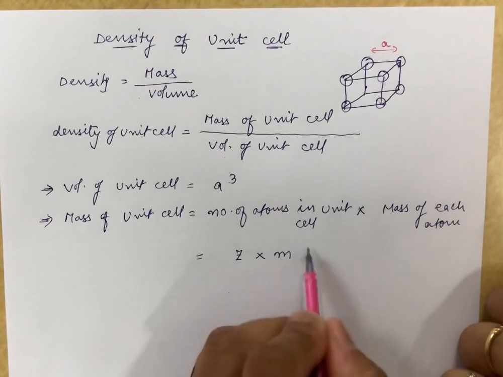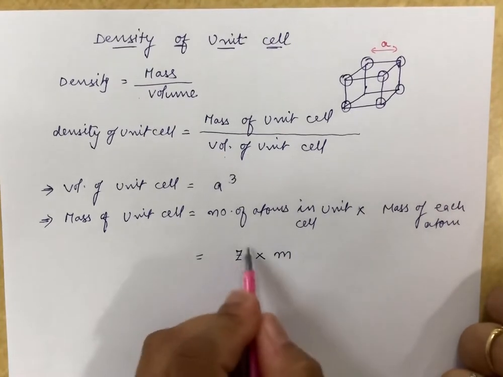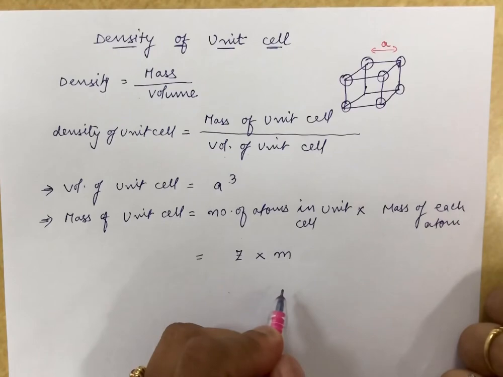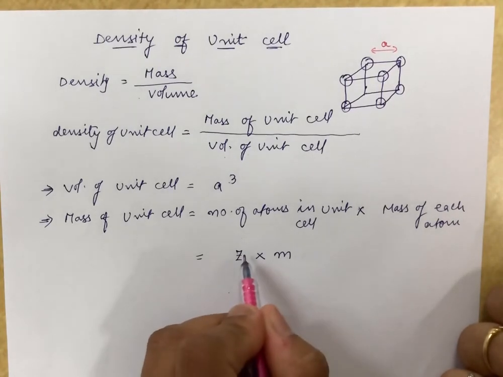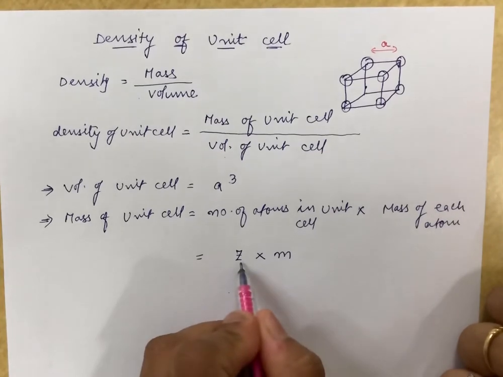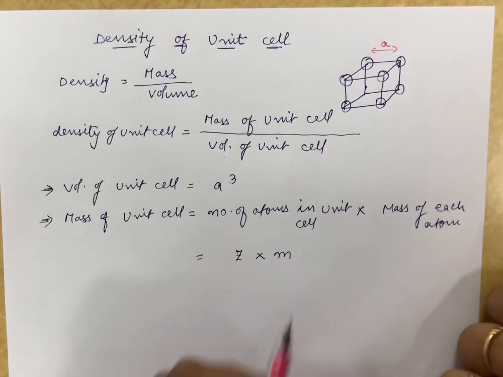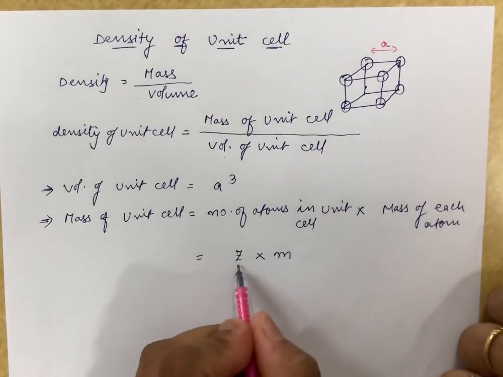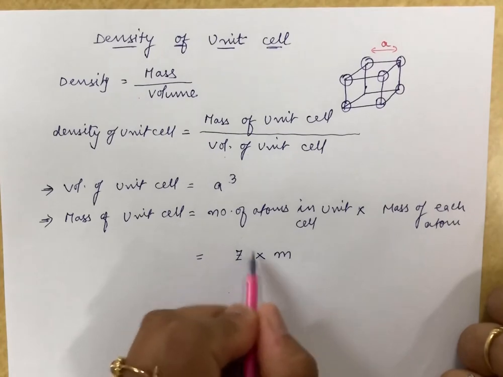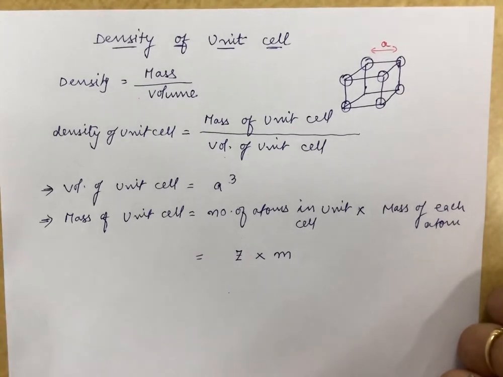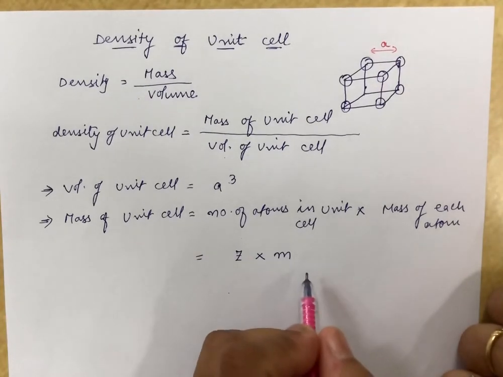But what is this number of atoms in unit cell? See students, this Z for primitive type of unit cell would be 1. And if your unit cell is of body centered type, then it would be 2, and if it is FCC, then you are aware it would be 4. So this is the number of atoms in the types of unit cells which you are taking.